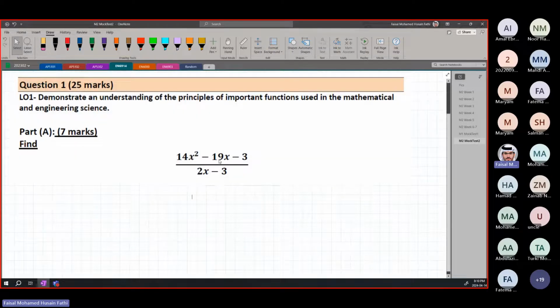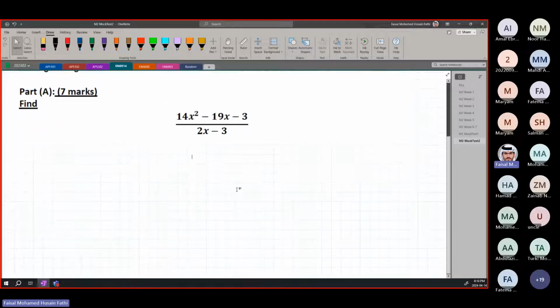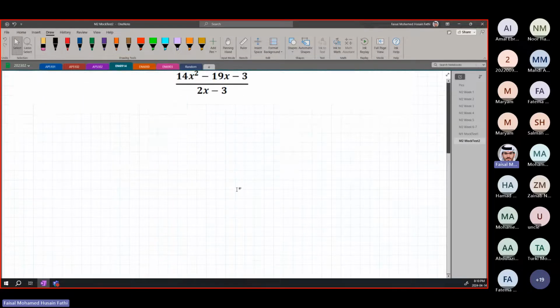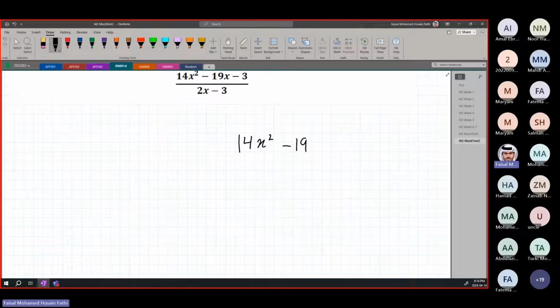Find 14x squared minus 19x minus 3 divided by 2x minus 3. So let me just rewrite this again. So we have 14x squared minus 19x minus 3. Remember, this is where your numerator will go. Then you have 2x minus 3. This is where your denominator will go.